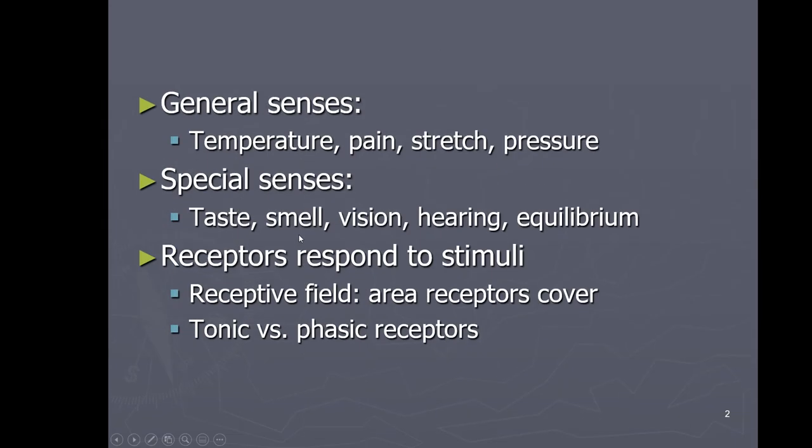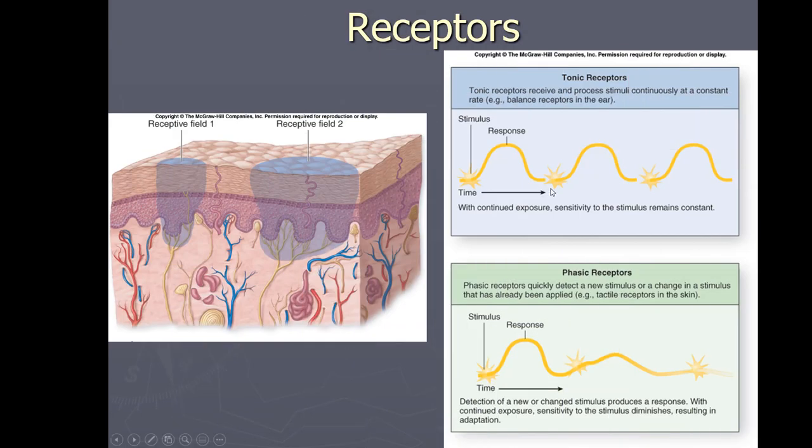The other issue that I want to bring up is tonic versus phasic receptors. So if you look at this picture here, see each little star is a stimulus, like maybe just a tack hitting your finger or something that you need to respond to. So stimulus, stimulus, stimulus, and this is the response.